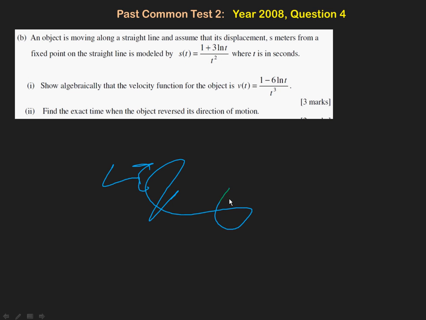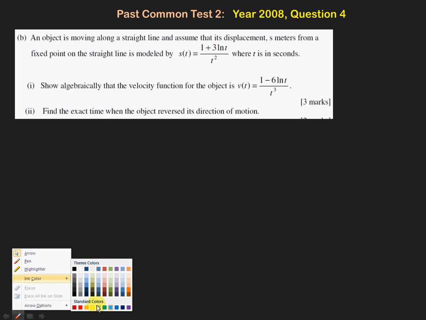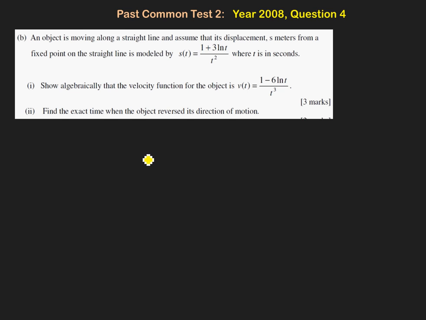Now moving on, we delete this. Okay, get a pen on. So now the second part, we need to answer some motion in a straight line questions. So part 1 of this, show the velocity function is as given. We just show that it's equivalent to this. So we start with finding ds/dt, which is of course v, and this is a quotient you see here.